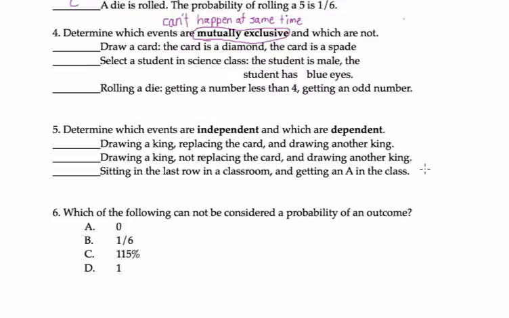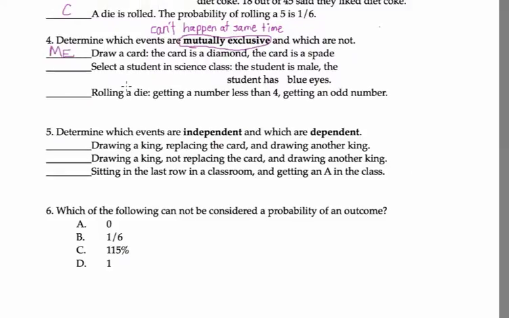Mutually exclusive means the two events can't happen at the same time. I think of people that are in a relationship. If you're mutually exclusive, you can't have another girlfriend or boyfriend at the same time. So, draw a card. The card is a diamond, the card is a spade. Can those things happen at the same time? They cannot, so they're mutually exclusive.